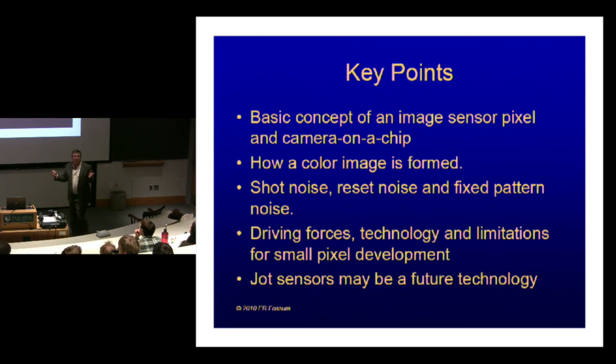Anyway, so key points that I hope you take away at least one of these, is that the basic concept of an image sensor pixel and camera on a chip, you have some idea about what that is. Maybe you have some idea about how a color image is formed. Maybe you learned today something about shot noise or reset noise and fixed pattern noise. Got some idea about the driving forces and technology limitations for small pixel development. And maybe even in a little tiny bit I gave you on jots, that they might be a future technology for imaging. So thank you very much for not leaving.